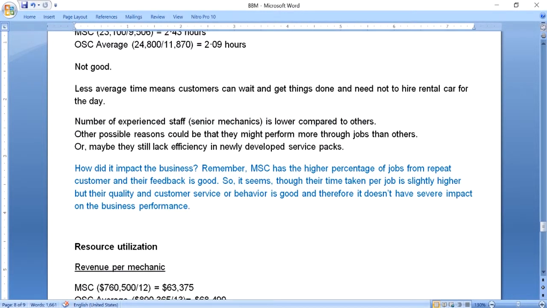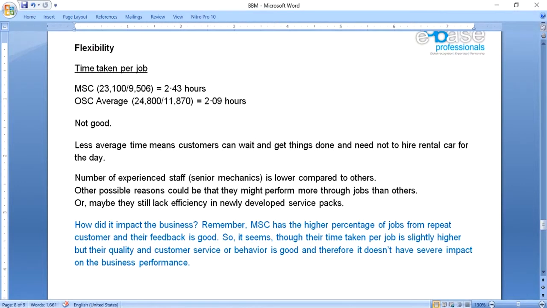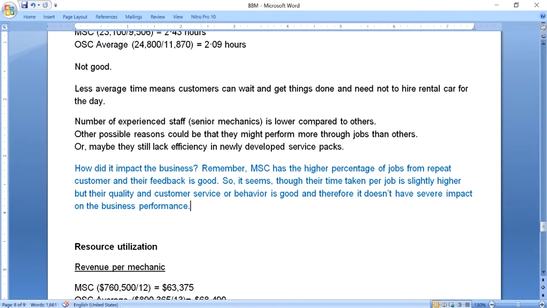Now, another very important point, as we are saying that the performance of MSC is not good in terms of flexibility. Now you need to state how it is impacting the business. See, when something is good, that means we are doing good. When something is bad, that means we are doing bad. But how are these things actually impacting our whole operation? So just read this point. How did it impact the business?